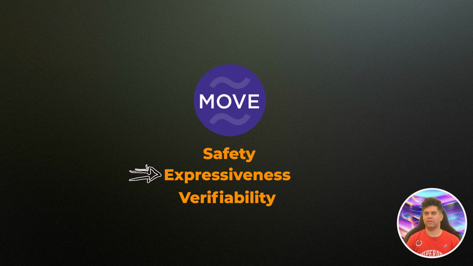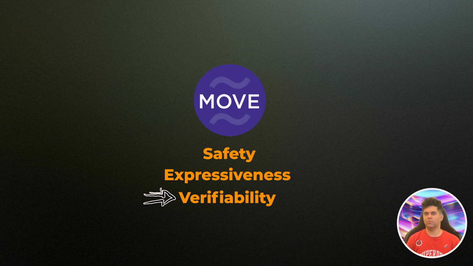Expressiveness is all about giving developers the tools they need to write complex smart contracts. Move aims to make it intuitive to represent and manipulate digital assets, which is crucial for blockchain applications. When we talk about verifiability, Move is designed to work hand in hand with formal verification tools. This means you can mathematically prove that your code behaves correctly under all possible scenarios. It's like having a superpowered debugging tool that can catch errors before they even happen.